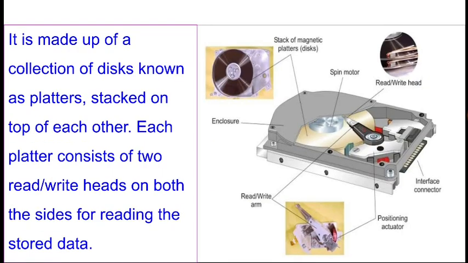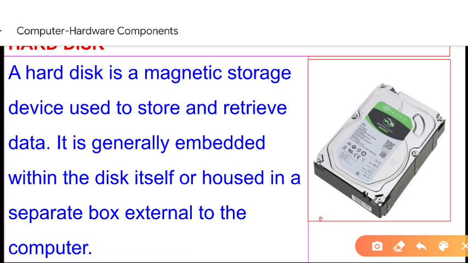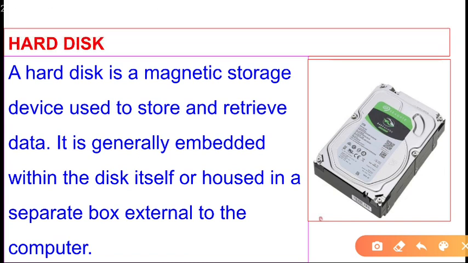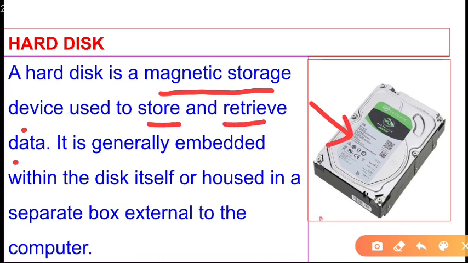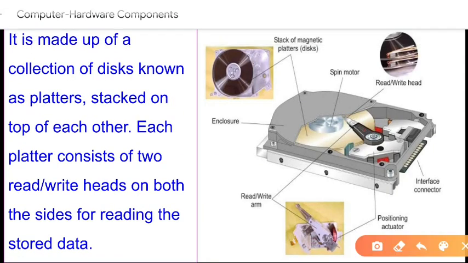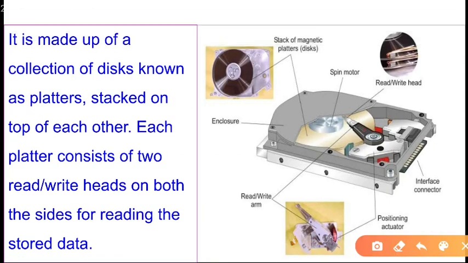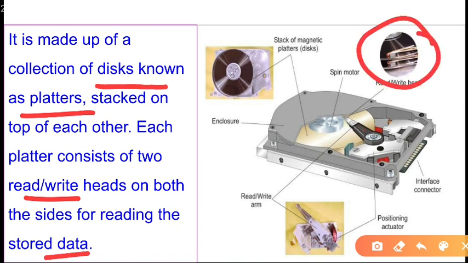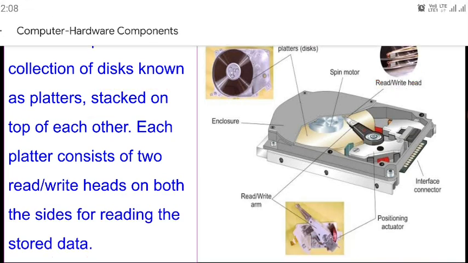So the important thing to take from this part is: what is a hard disk? A hard disk is a magnetic storage device. That means magnets are used inside to store and retrieve the data. It consists of circular disks which are known as platters. Each platter consists of two heads, which are read write heads.